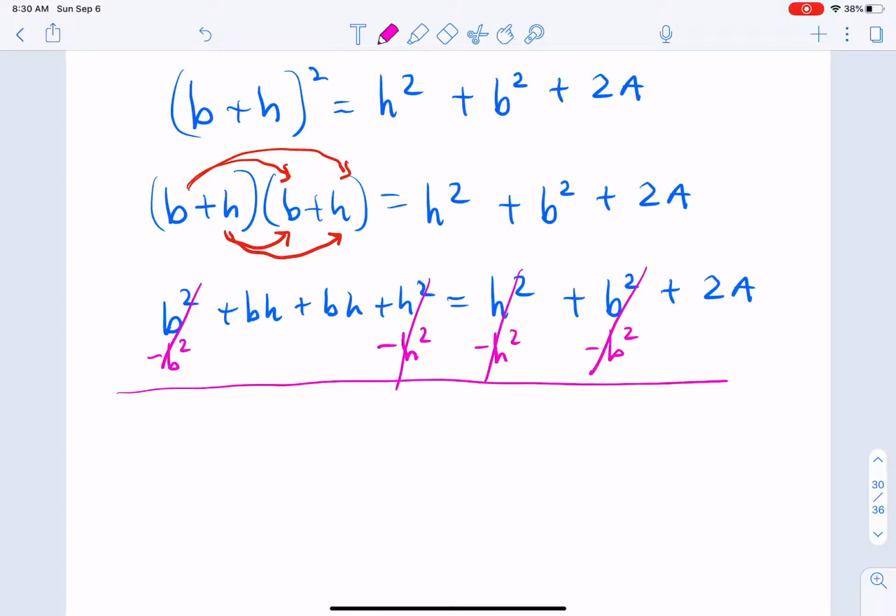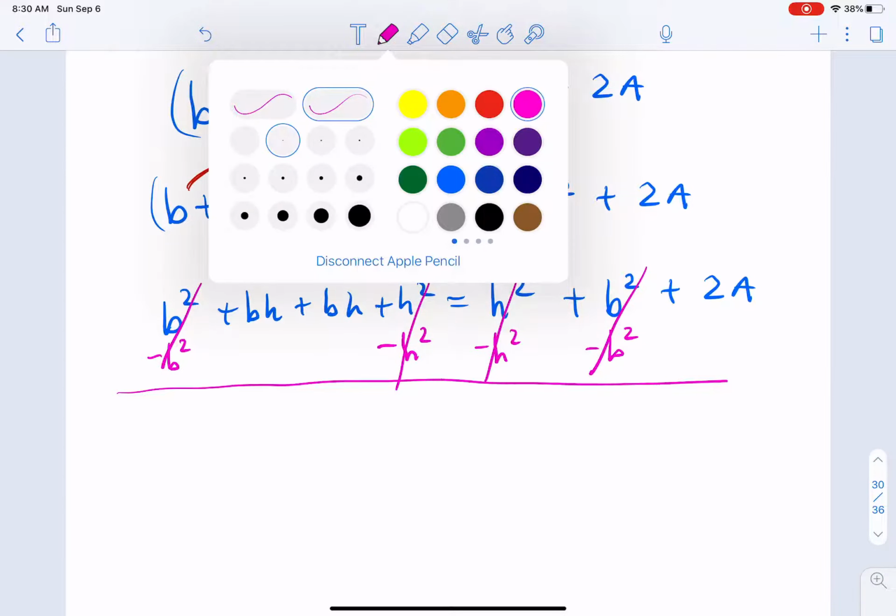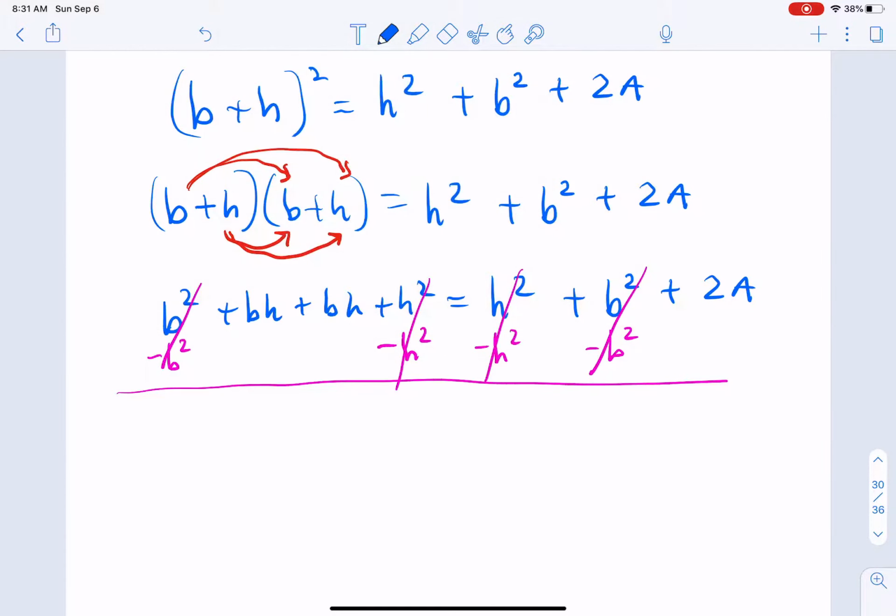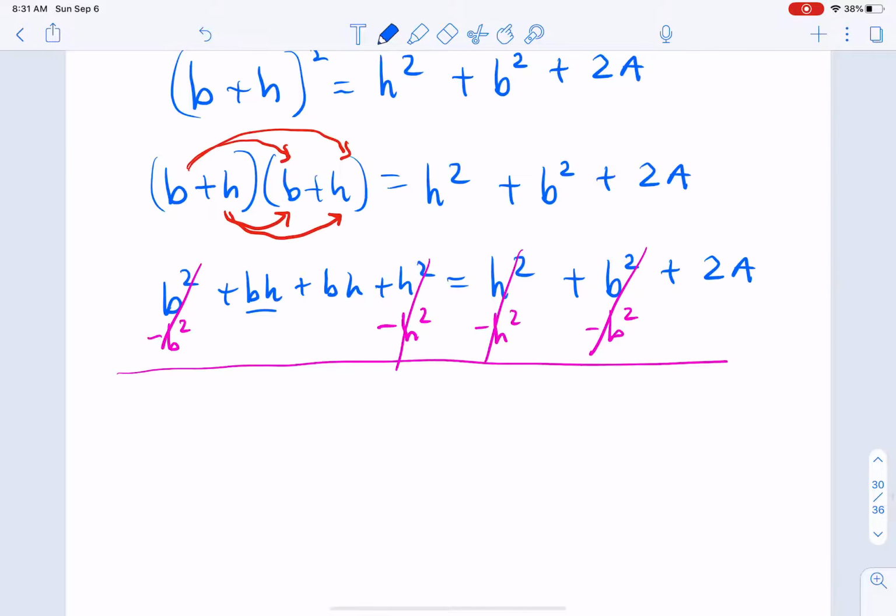Now, it doesn't look like anything else cancels. I don't know why that turned out to be pink. Just go with it and then combine our like terms. We've got a bh plus another bh. That means there's two of them. Do you see where this is going yet? Do you? All right. And then over here on the right-hand side, we just have 2A.